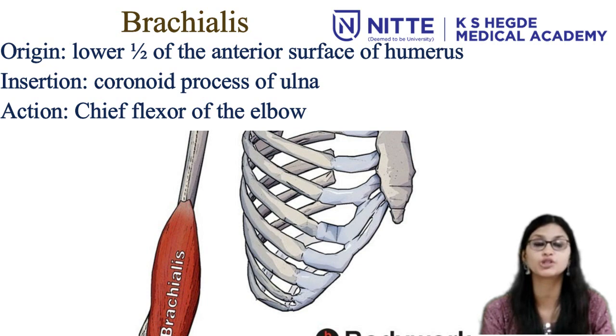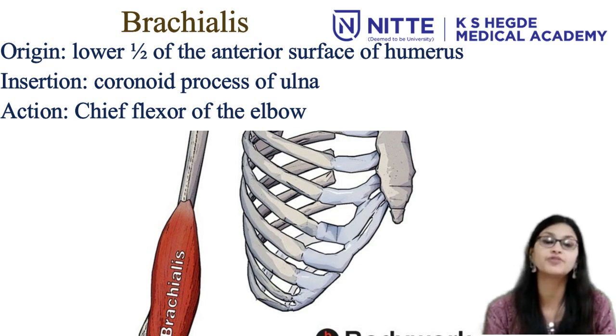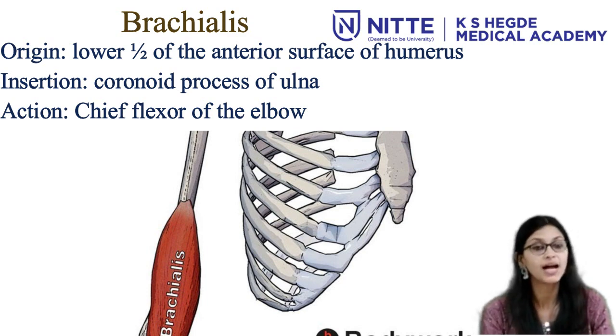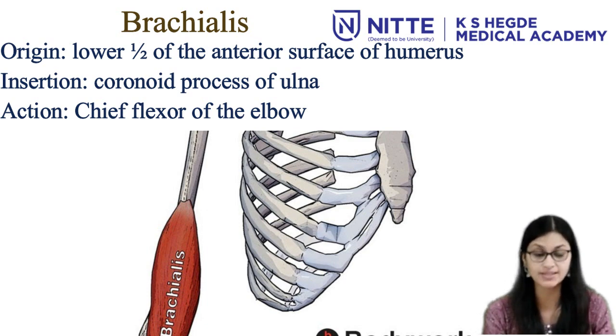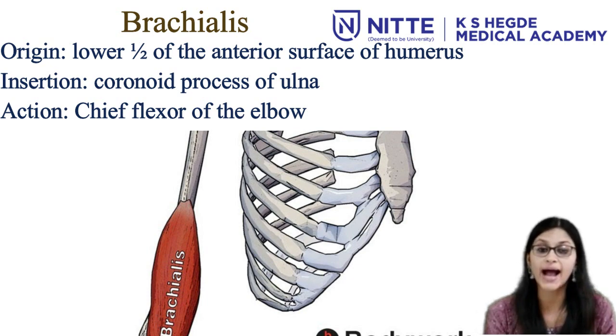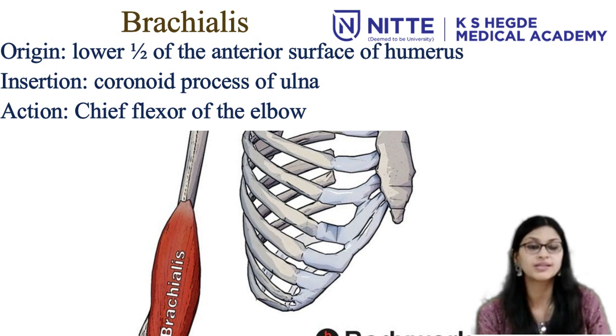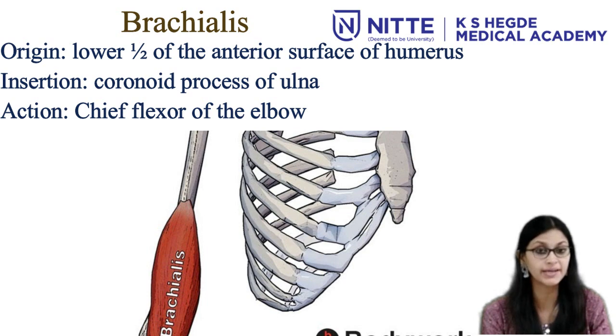Brachialis is the next muscle of this region. To see this muscle, we have to reflect both the heads of the biceps brachii. The origin of brachialis embraces the insertion of the deltoid muscle at the deltoid tuberosity. Origin is from the lower half of the anteromedial and anterolateral surface of the humerus. Insertion of this brachialis is to the anterior surface of the coronoid process of the ulna. So this muscle crosses the elbow joint anteriorly, thus it is a chief flexor of the elbow joint.